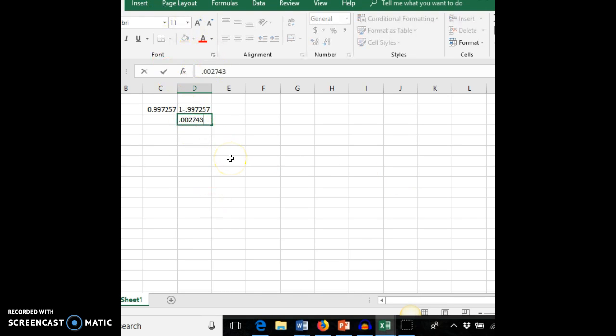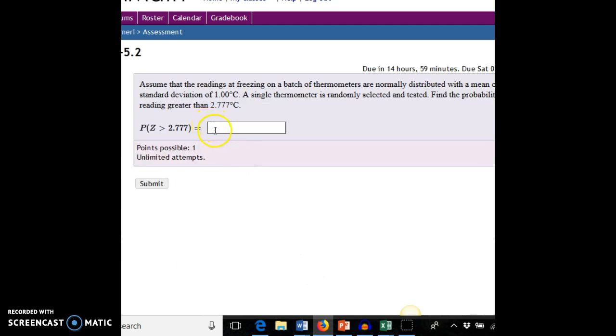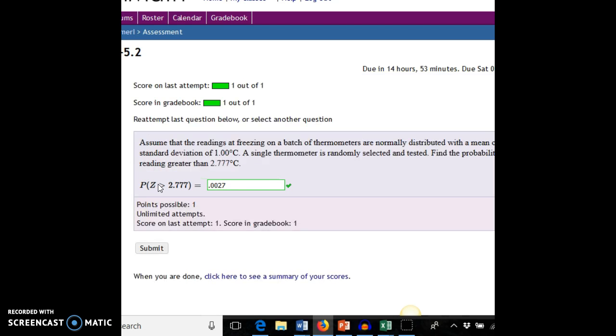We get 0.002743, and this is what we can put into our MyOpenMath and get they want it, let's see, accurate to 4 decimal places. So let's see, that's going to be 0.0027. And hit submit, and we'll get the values that they actually want accurate to the amount that they want.